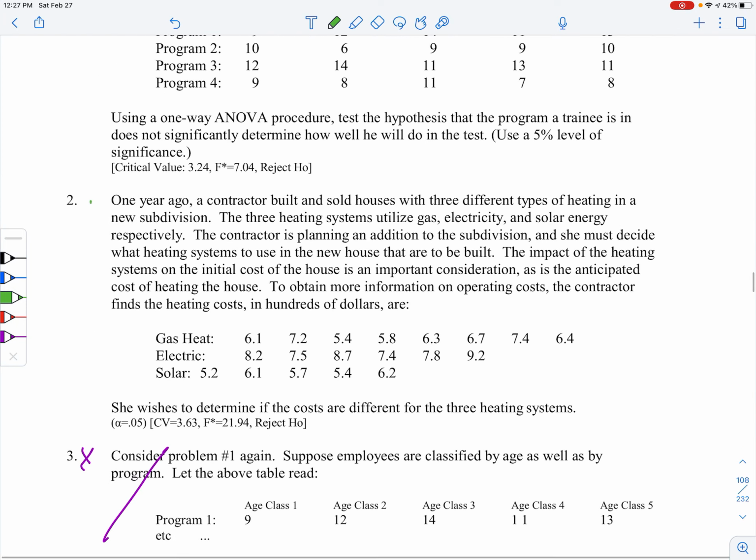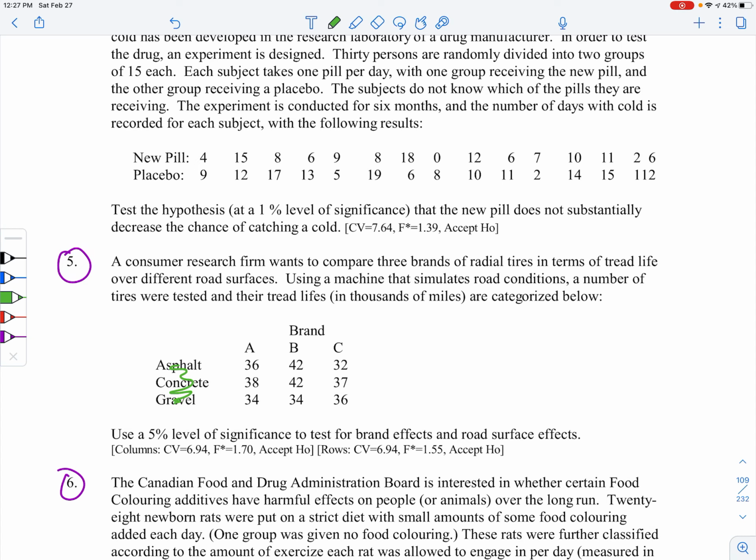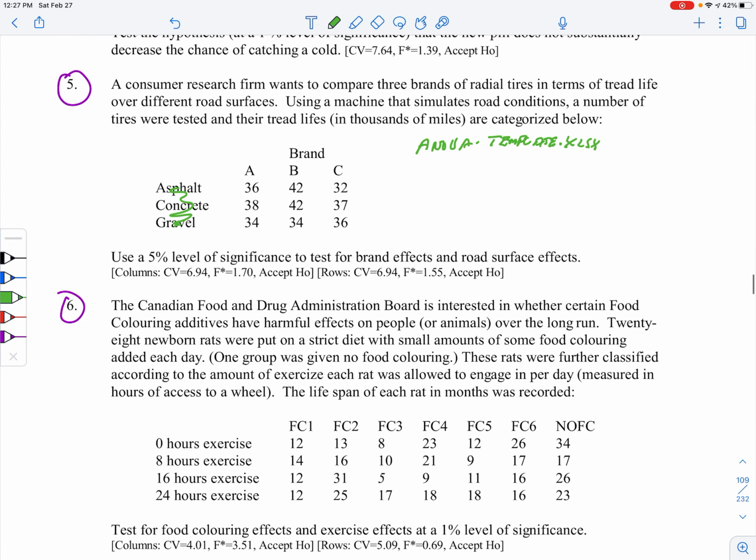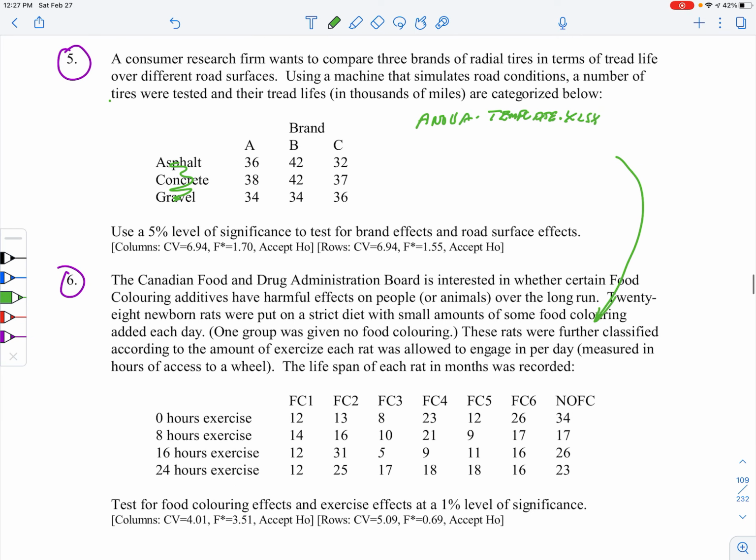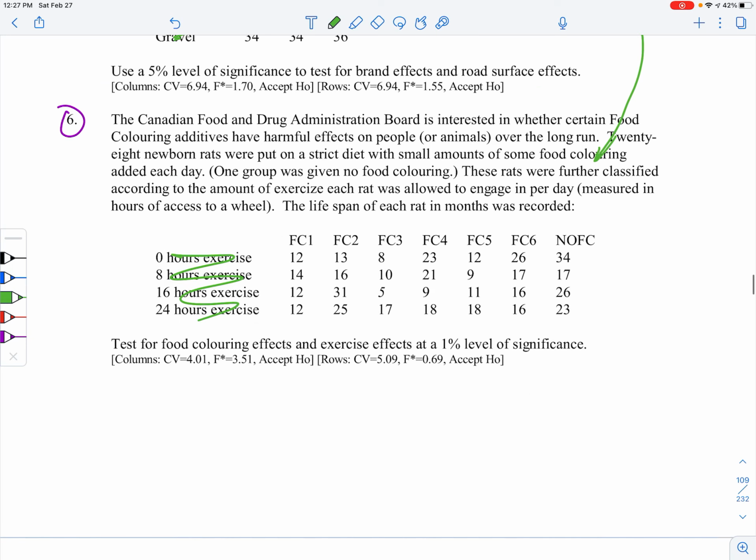What you could do is just simply ignore this and use the Anova template for that. So do this by hand and then use the Anova template and see if you get the same results there. And the same for number 6 as well. Okay? So you could do those ones actually as just one-way ANOVAs.